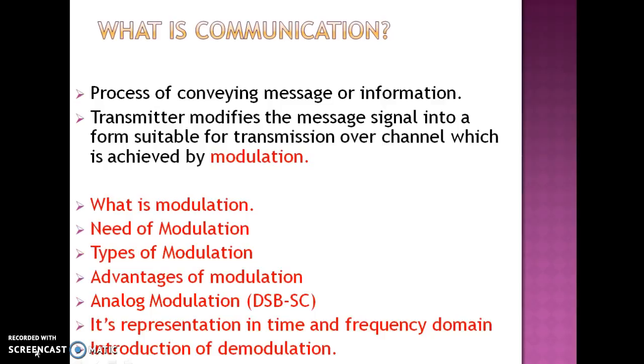So first, what is communication? It is a process of conveying a message or information. The transmitter modifies the message signal into a form suitable for transmission over the channel, which is achieved by modulation. Then he has covered what is modulation, need of modulation, types of modulation, advantages of modulation, and he has given in brief what is analog modulation, DSB-SC, its representation in time and frequency domain, and at last he has given just an introduction of demodulation.